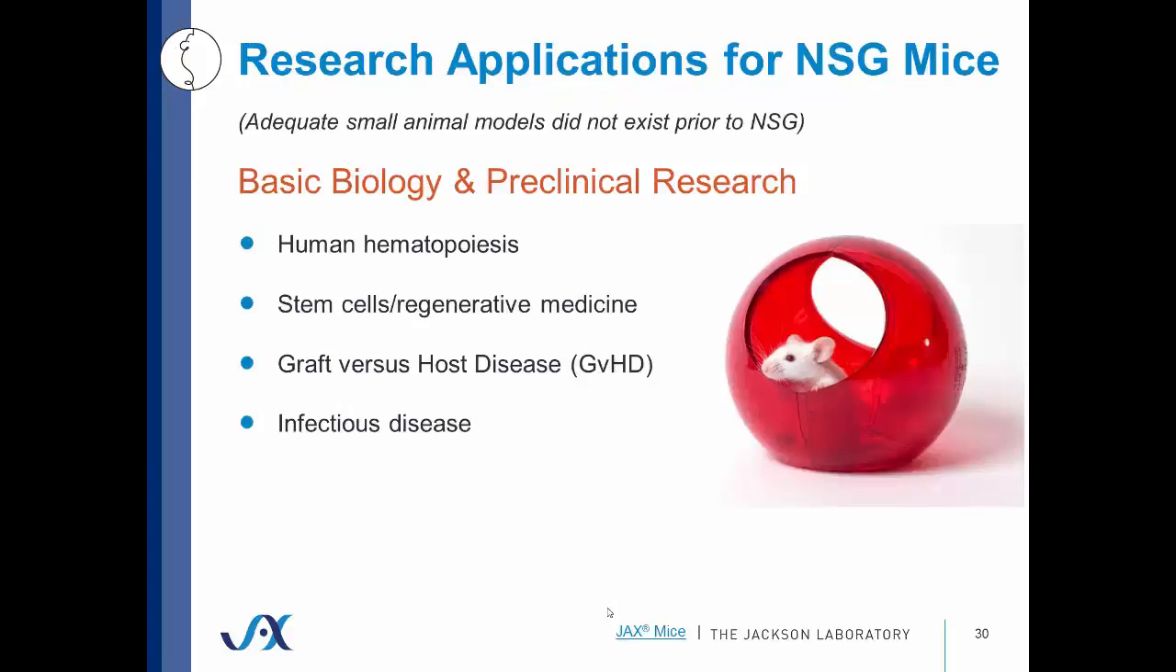So now let's switch gears a little bit and take a look at research applications for the NSG mice. Prior to creating these humanized mice, there really was no very good small animal model. And now that we have shown evidence for engrafting these human cells in these mice, what can we do with them? Well, one, of course, we can study human hematopoiesis in vivo like we could not do before.